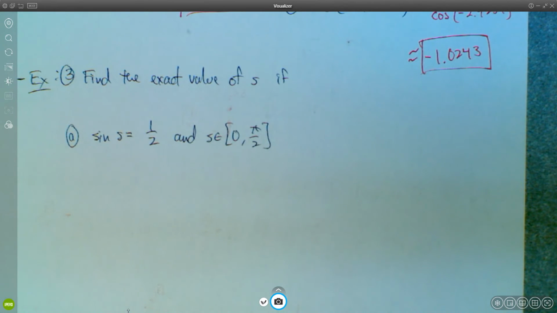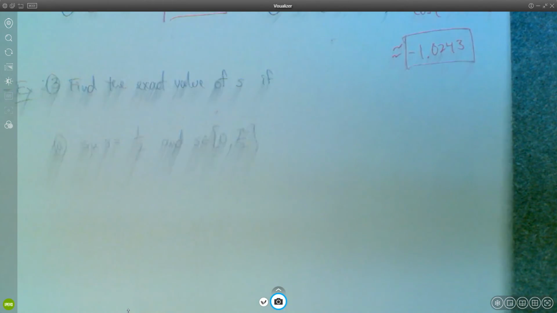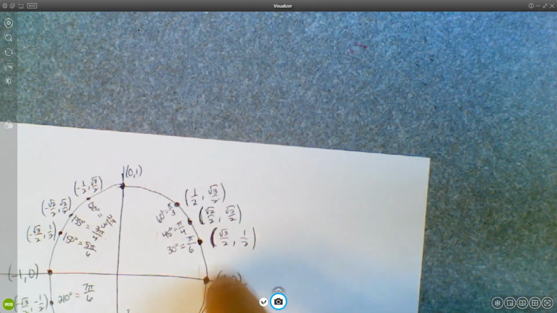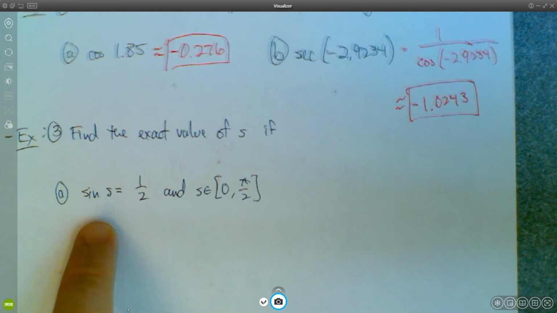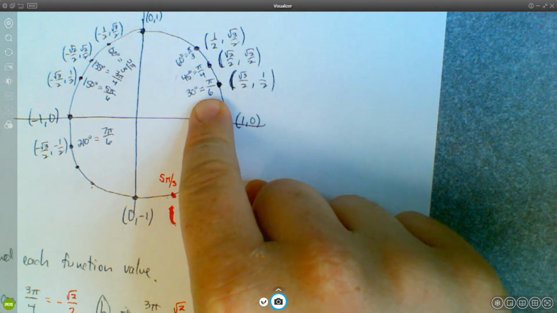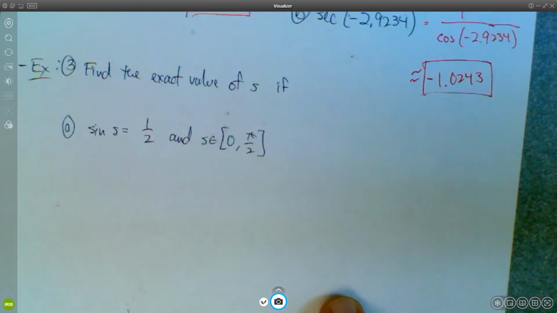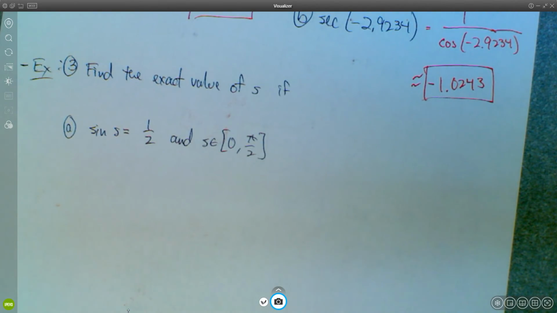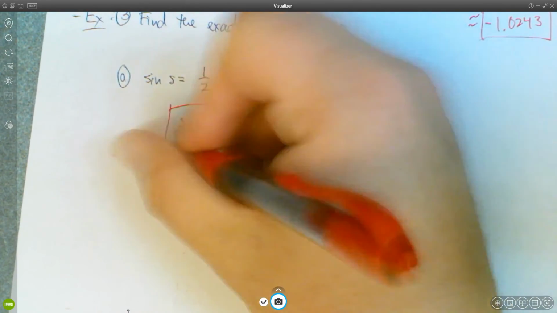So once again, we can use the unit circle for this. We know that if S is between 0 and pi over 2, that puts S in quadrant 1. So we're here in quadrant 1 somewhere of the unit circle. Moreover, sine S is 1/2. In other words, sine corresponds to your y-coordinates, so the y-coordinate is 1/2. That takes place here. So S would be pi over 6. There's really not much work to show there, right? We would just say S equals pi over 6.